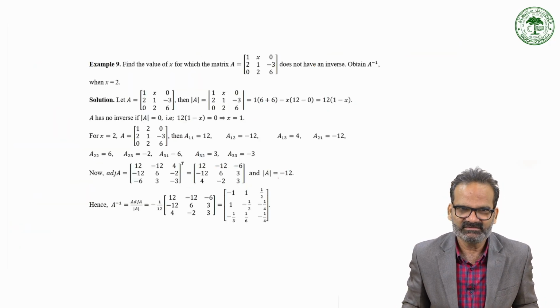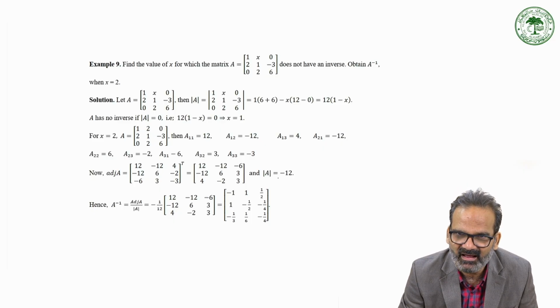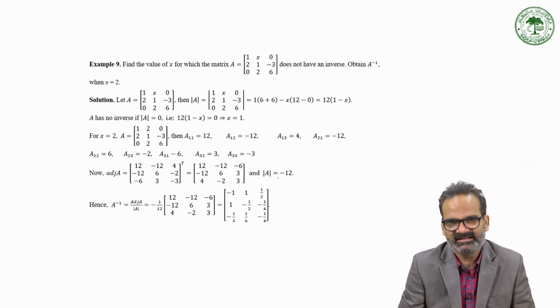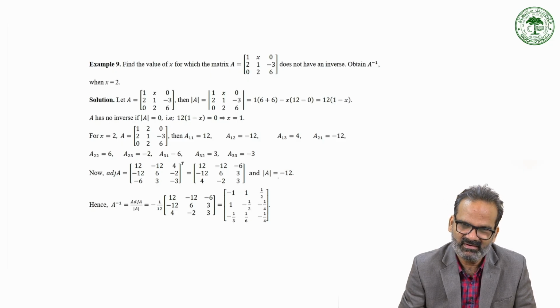Let us take this case. Find the value of x for which the matrix A does not have an inverse. Case 1. In case 2, obtain A inverse when x is equal to 2. So students, I think it's a very simple example. You can attempt it yourself.